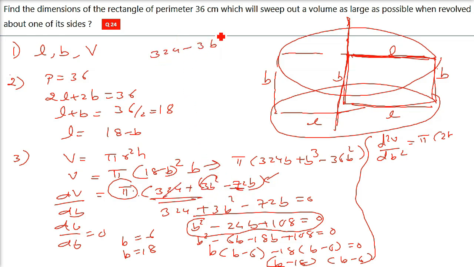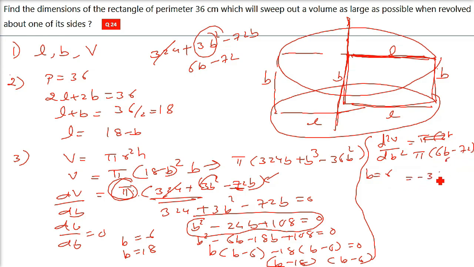So 324 minus 3b square minus 72b. When we differentiate this, I am doing the double differentiation. 6b minus 72 will be the result, and pi will also be there. Pi into 6b minus 72. So when b is equal to 6, it is 36 minus 72, so you will get minus 36 pi. And since it is negative, it is maximum. When you put b equals 18, you are going to get 36 pi. So it's positive, so you will get a minimum.